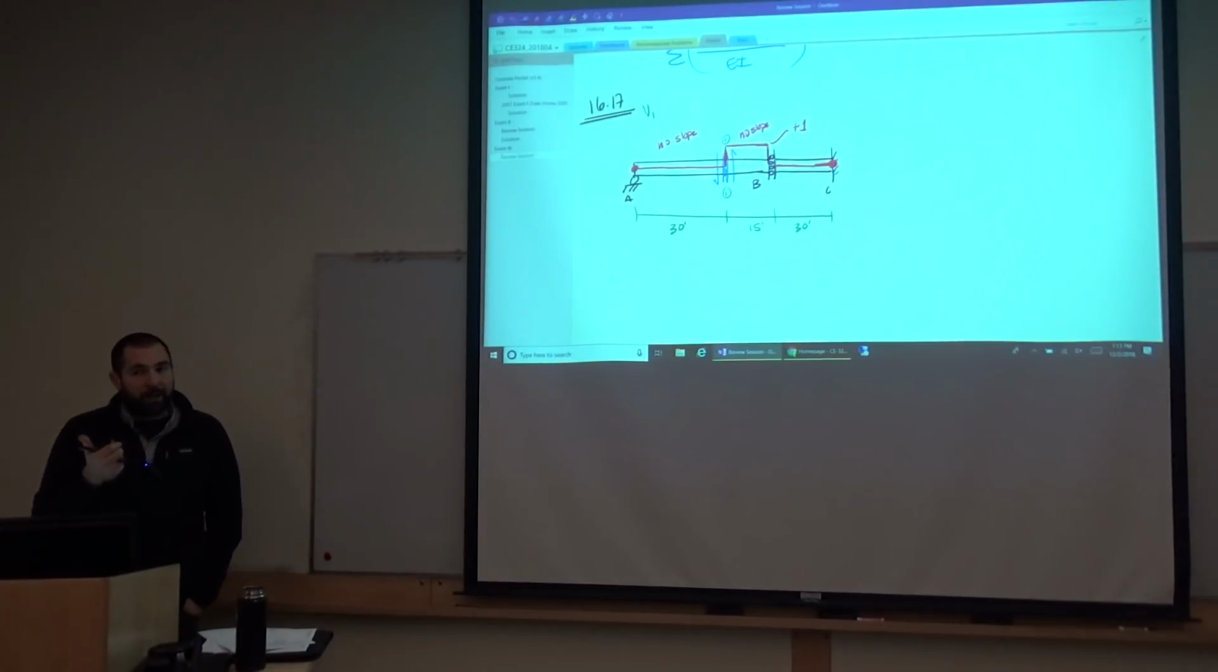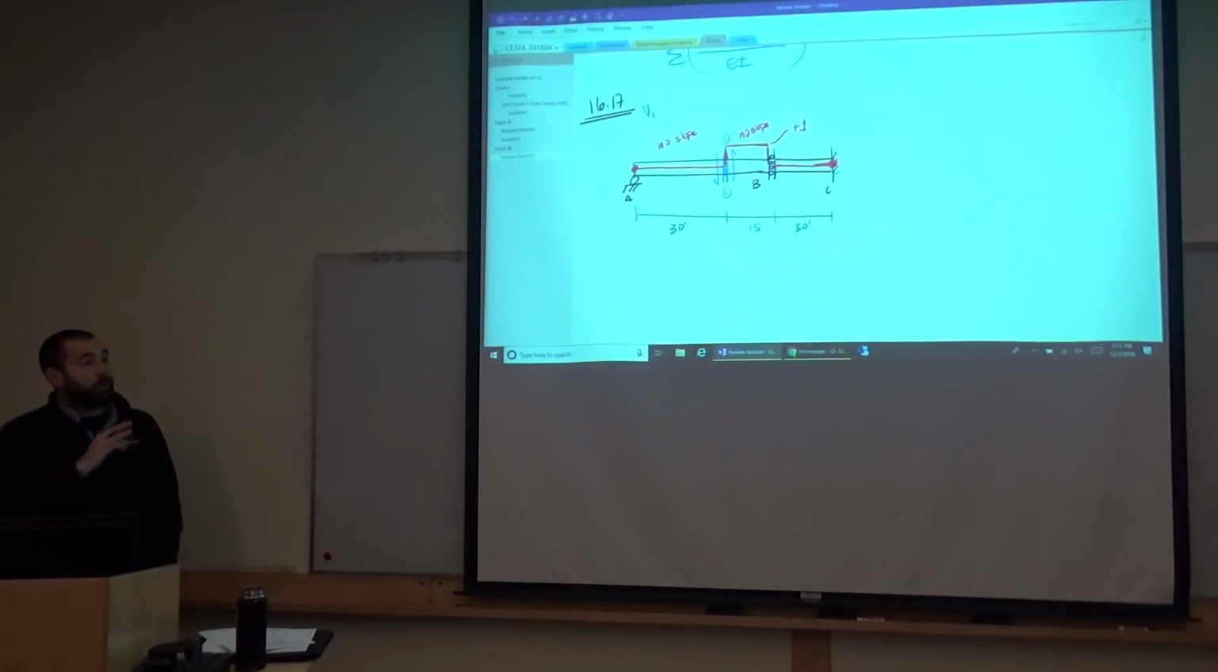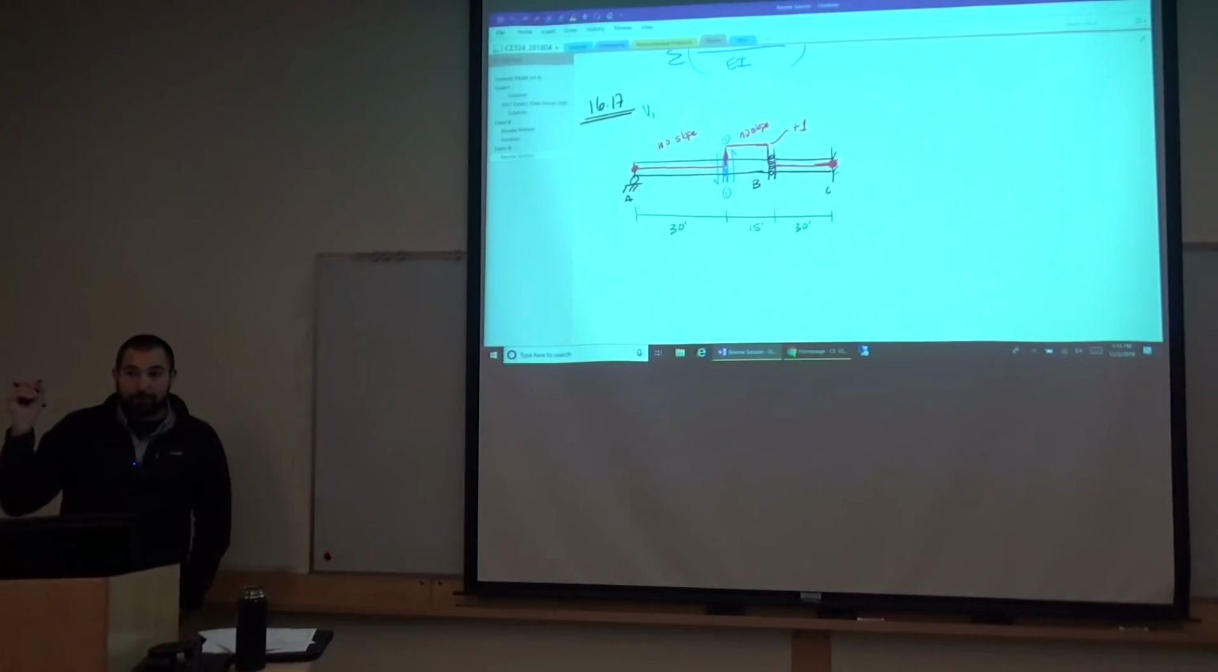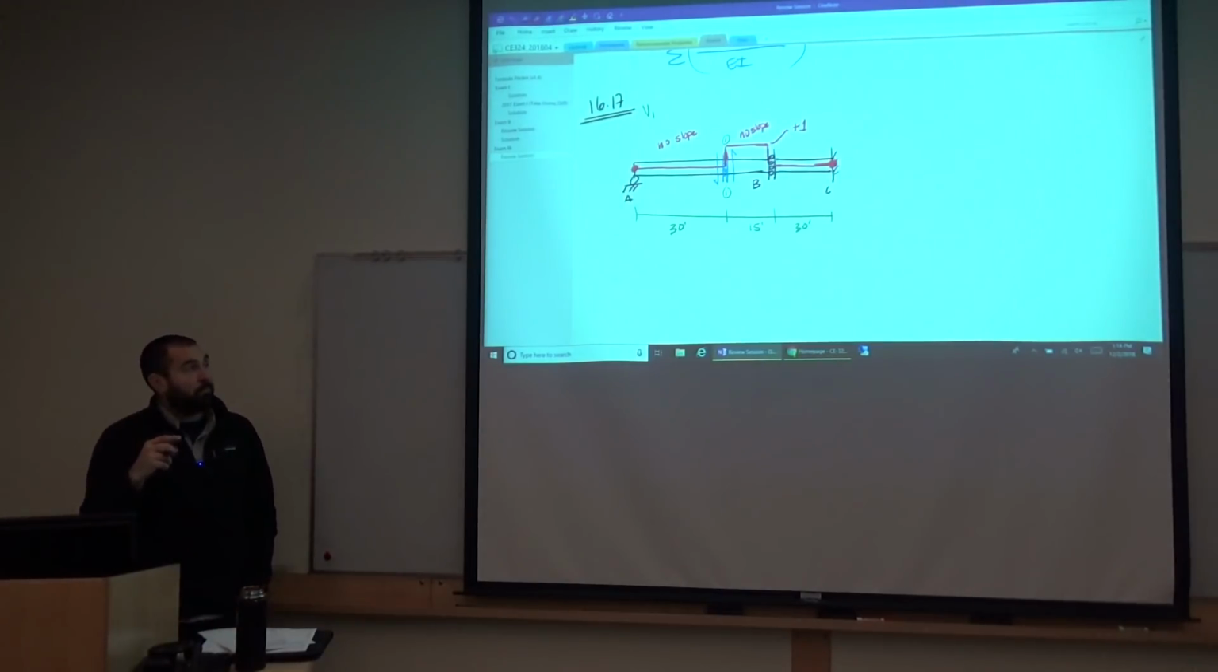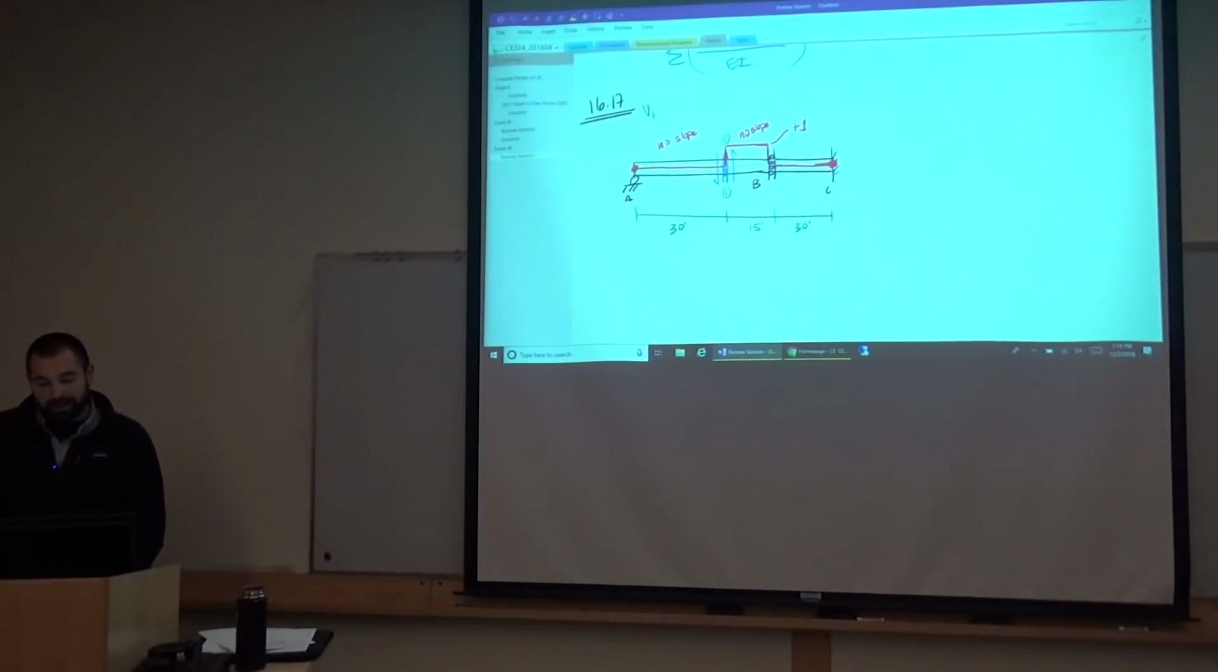I'll never give you indeterminate. I'll never give you unstable. So if you see something like that, definitely flag it during the exam. But chances are it probably is stable and probably is determinate. And that's the thing with these problems. I get that question a lot. Well, what if we change this support? Then it wouldn't make any sense. And you're like, exactly right. It wouldn't make any sense because it would become either unstable or indeterminate.